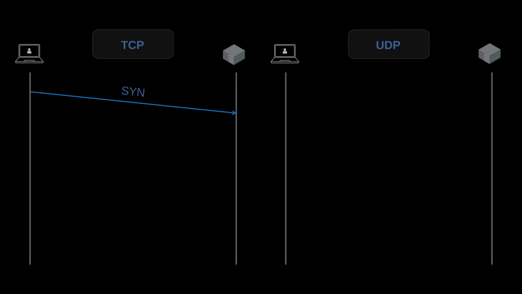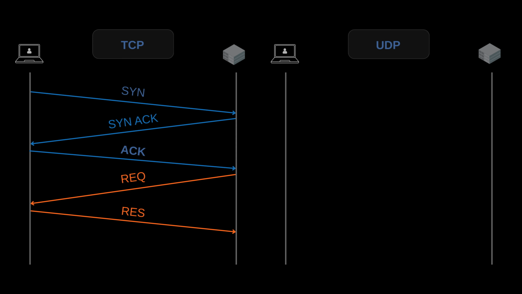First, the client requests a connection. Then, the server confirms readiness. And finally, the client acknowledges that it has received the response. Only after the connection is established can packets be sent and received.